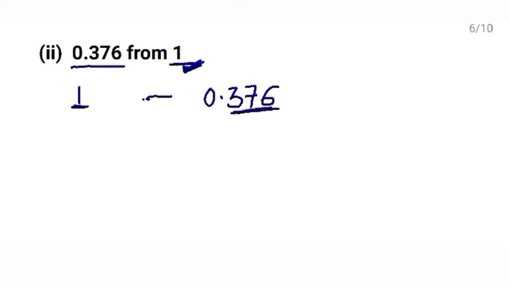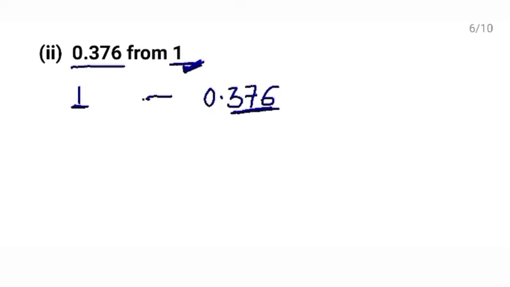Next part, subtract this 0.376 from 1. From 1 बोला है ना, it means 1 में से subtract करना है किसको? 0.376. Check the decimal places. This is the whole number. We don't have decimal point or the decimal place here. In this number we have 3 digits after decimal.